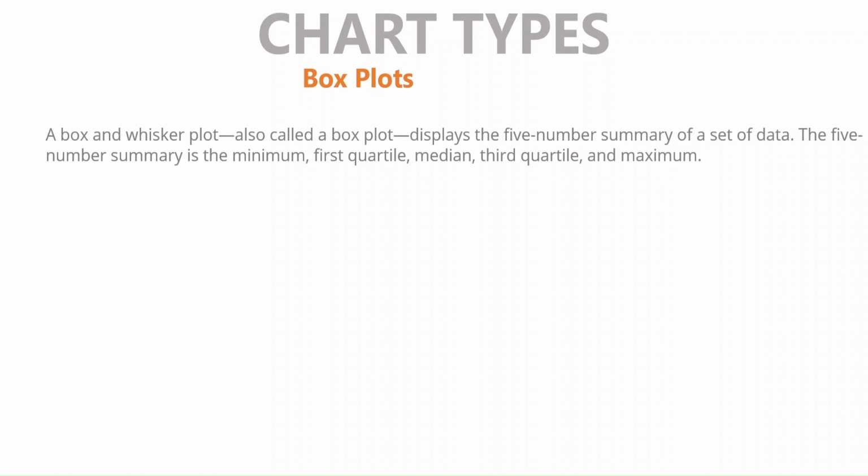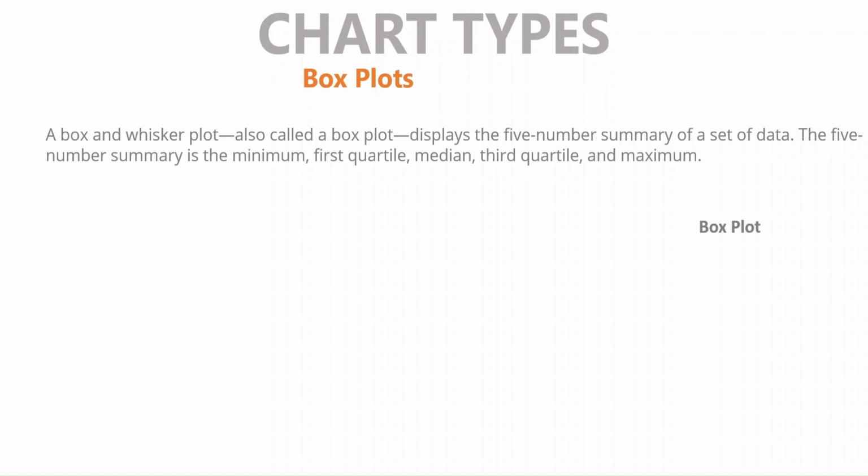Now I'm sure you must be aware of what a minimum and a maximum are. But first quartile, median, third quartile. Are you aware of median? We did this in class 6th or 7th, I believe. Mean, median, mode. Do you remember these three things? Yes, median is the middle number, the center value. The 50th percentile. You also call it the 50th percentile.